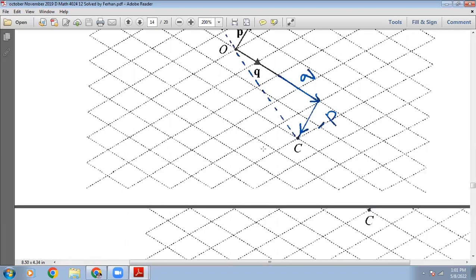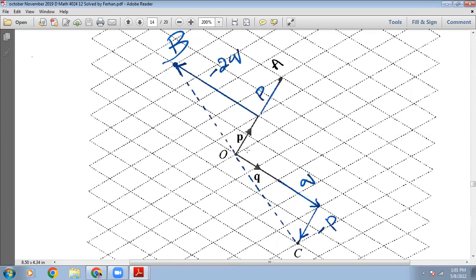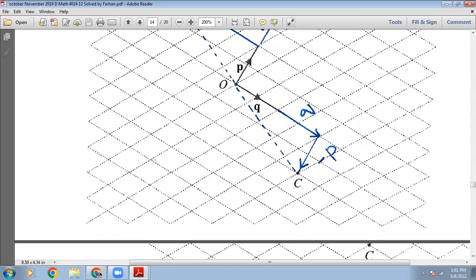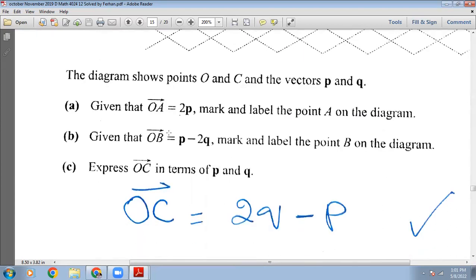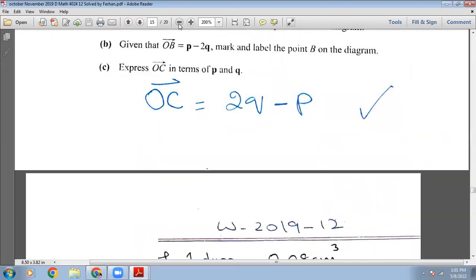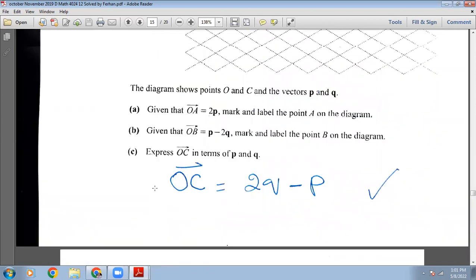Q, and this is minus P. 1Q, 2Q, and minus P. We move opposite to the P, that's why it's minus P. So you join O with the C, so the OC will be 2Q minus P. The OC will be 2Q minus P.